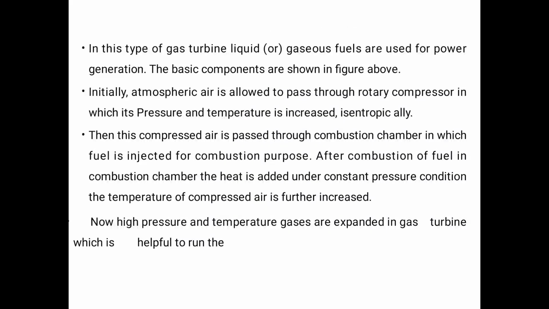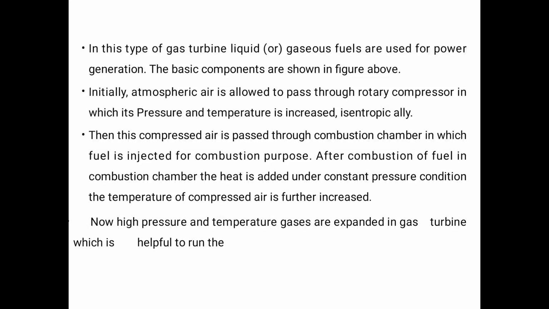In this type of gas turbine, liquid or gaseous fuel is used for power generation. The basic components are shown in the figure above. Initially, the atmospheric air is allowed to pass through the rotary compressor, where its pressure and temperature are increased isentropically. Then the compressed air is passed through the combustion chamber, in which fuel is injected for combustion. After the combustion of the fuel in the combustion chamber, heat is added at constant pressure. The temperature of the compressed air is further increased.